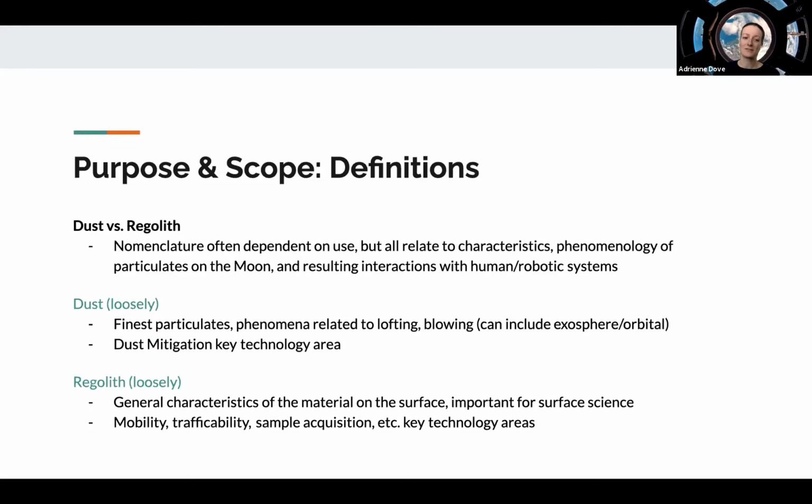So loosely, we define dust as the finest particulates, and the phenomena then relate to lofting and blowing of dust. And then for this, dust mitigation is the key technology area. On the other hand, regolith, again loosely, is the general characteristics of the material as it's on the surface, which is really important for doing science on the surface of the moon. And this is then tied to key technology areas of mobility, trafficability, sample acquisition, and things like that.